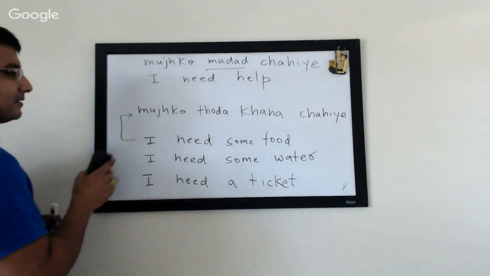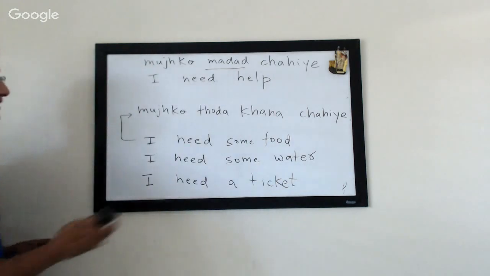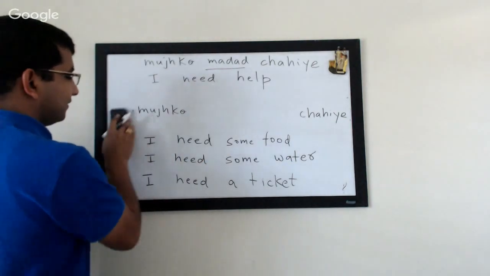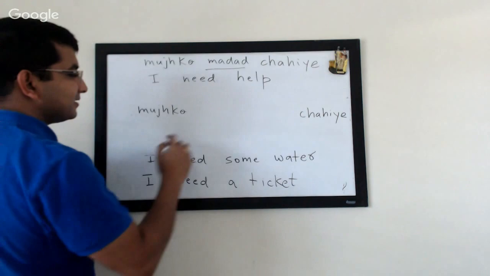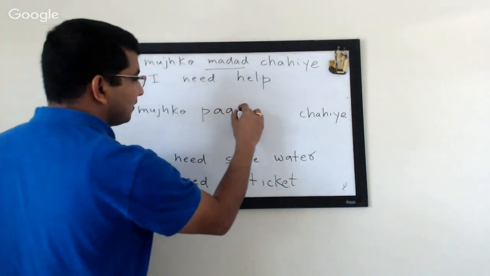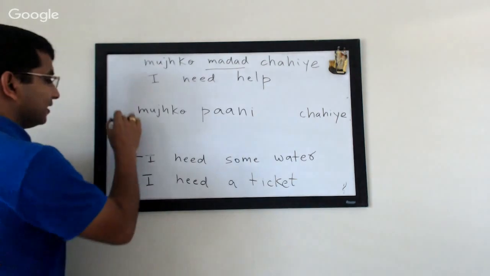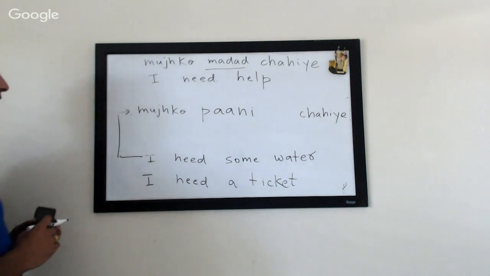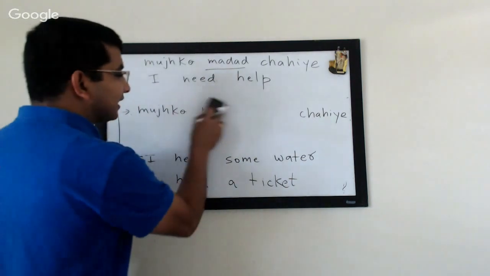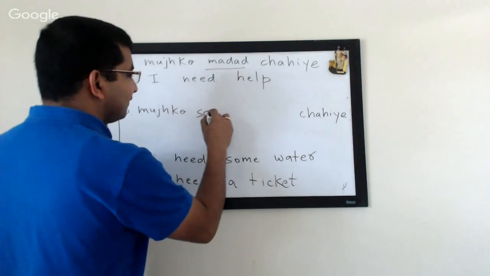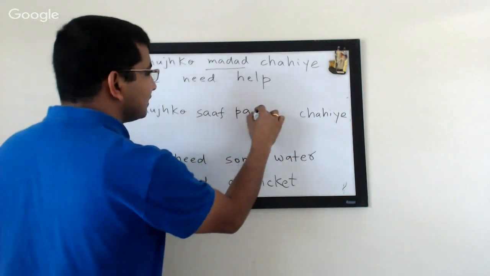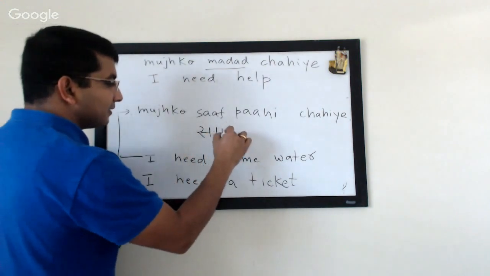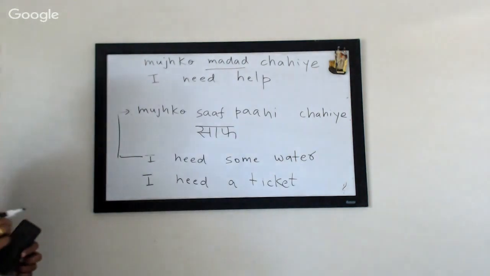Let's do the third one. I need some water. Same thing, right? मुझको पानी चाहिए. Good, right? मुझको पानी चाहिए. And if you want to ask for clean water, मुझको साफ पानी चाहिए. साफ is clean.